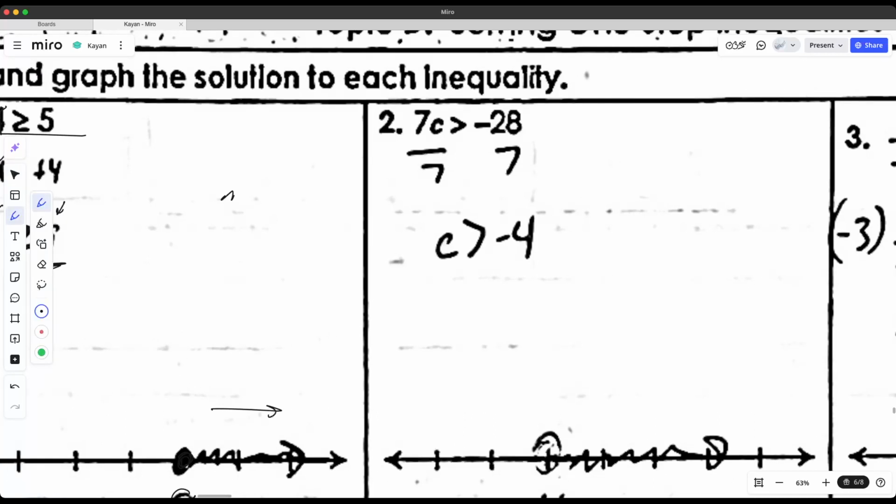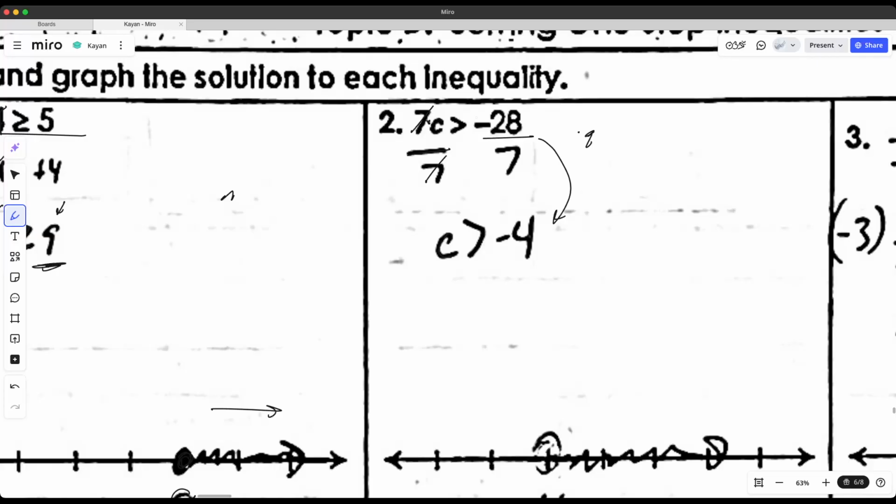All right, in this one, we're trying to get the variable alone. In this case, our variable is C. And it's accompanied currently by a multiply by 7. So how do we get rid of 7 times or multiply by 7? We do the opposite of multiplication, division. So we divide both sides by 7. Doing that cancels out the multiply by 7, leaving us with C by itself. And on the right side, -28 divided by 7, -4.